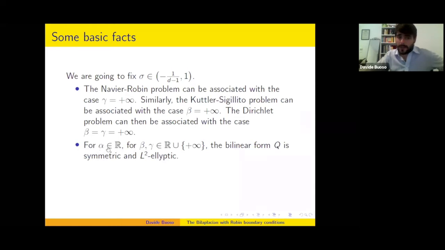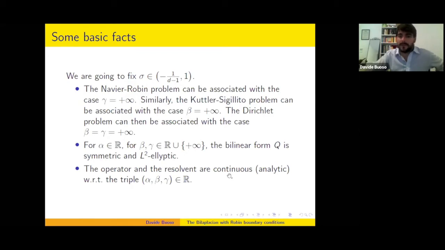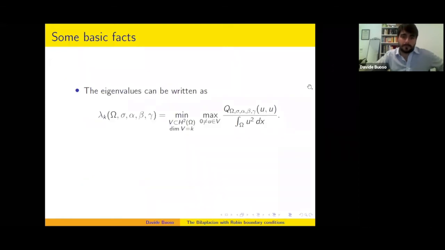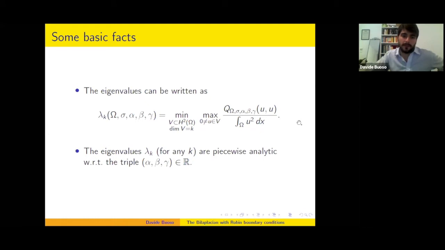Now, interestingly, for any alpha in R and for any beta in R or equal to +infinity, the bilinear form Q is symmetric and elliptic, as essentially one would like to have. The operator and the resolvents are actually continuous with respect to the triple alpha, beta, gamma in R. And we also have the min-max characterization of the eigenvalues. Of course, when beta and/or gamma are equal to plus infinity, the space has to be changed accordingly, but the characterization is as you may expect. And also the eigenvalues lambda k are piecewise analytic with respect to the triple alpha, beta, and gamma.